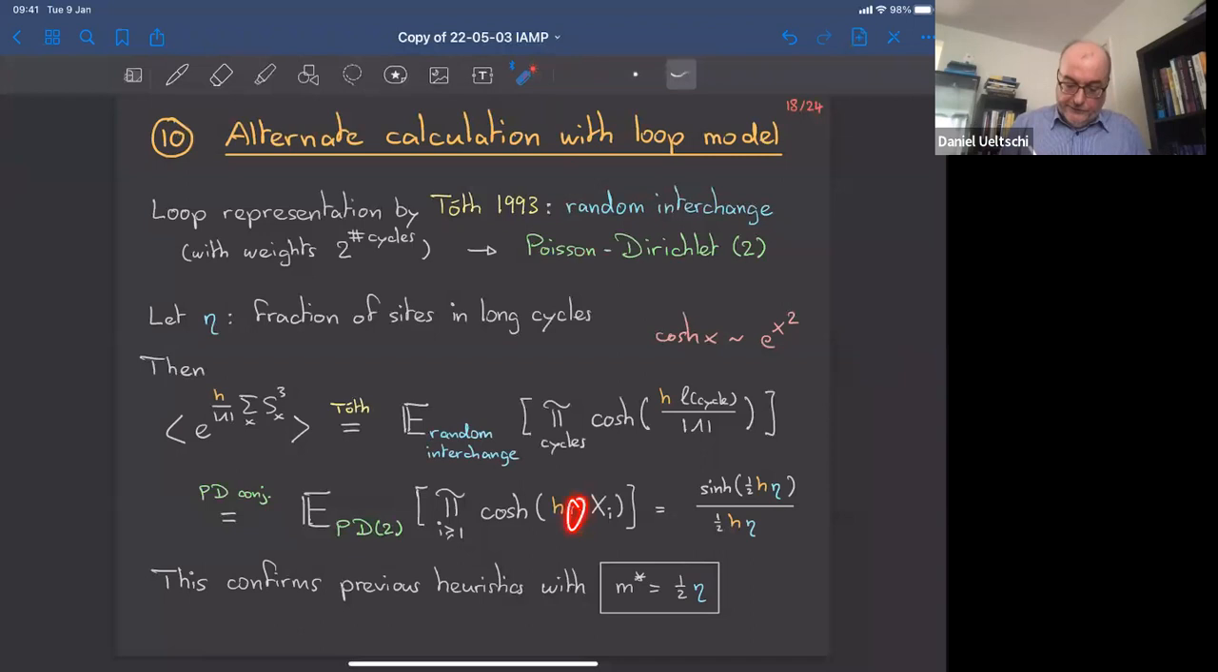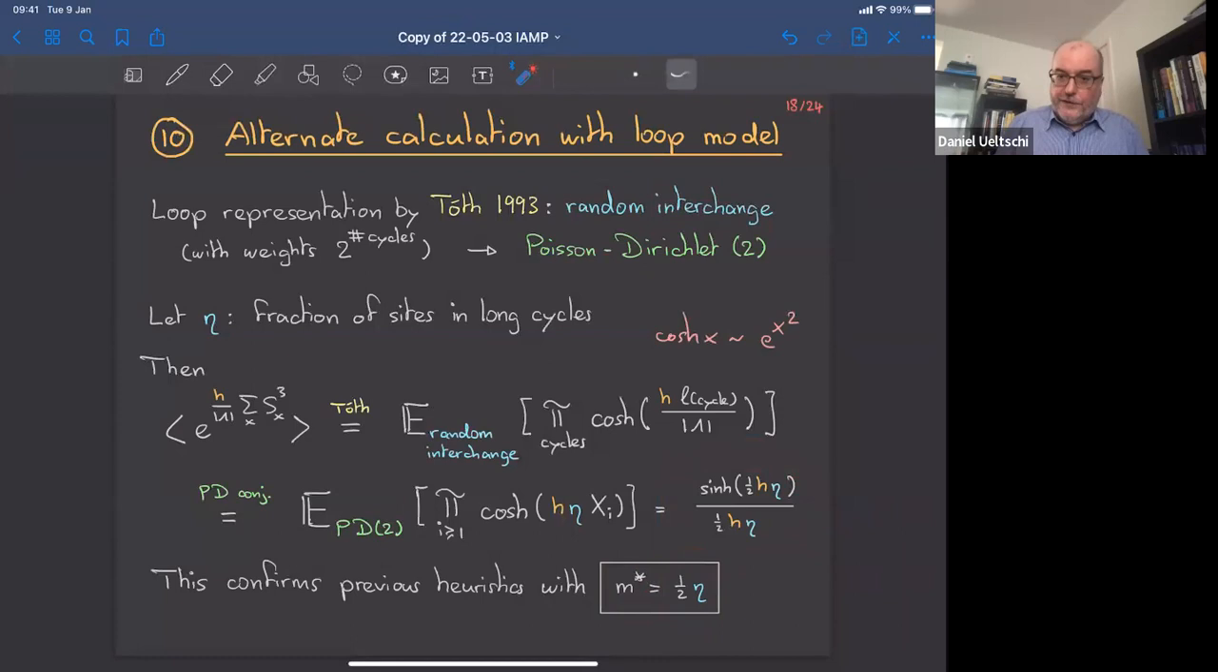And this expectation with Poisson-Dirichlet, this product of a Kösch, one can calculate this. I mean, it takes half a page. But then we get this function over here. So that's the same function as before. And it's the same function of h as before, provided we assume, I mean, accept this identity that the spontaneous magnetization as defined before is one half this eta, which is the fraction of long cycles.